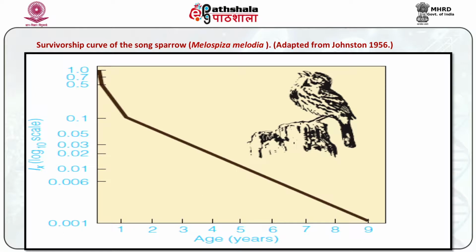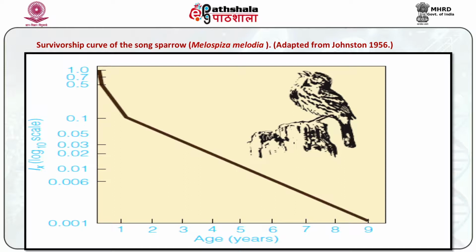The given figure represents the survivorship curve of the song sparrow Melospiza melodia. The curve is typical of birds. These three types of generalized survivorship curves can be used to compare the survival of a species.